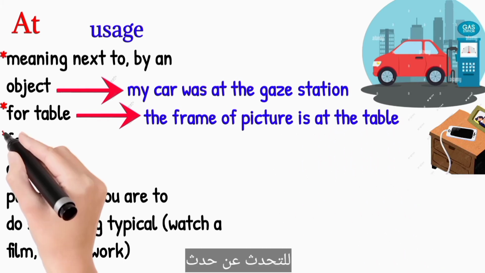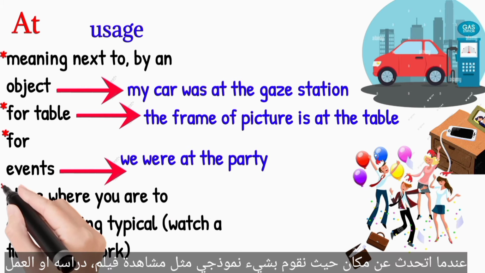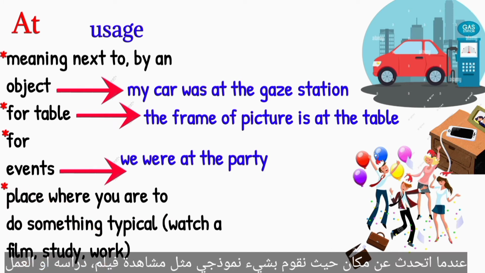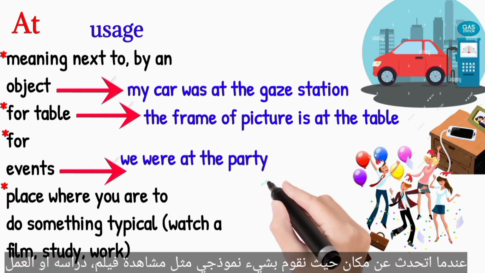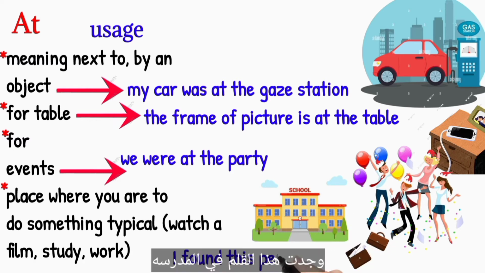Three. For events. For example, we were at the party. Four. We use it to talk about a place where we are doing something typical, like watching a film, studying, or working. I found this pen at school.